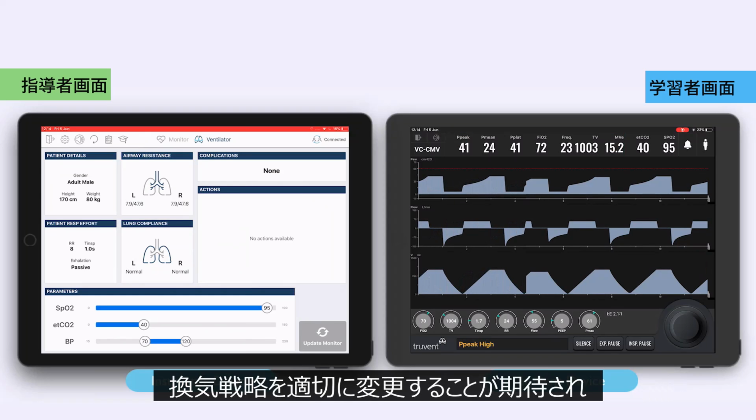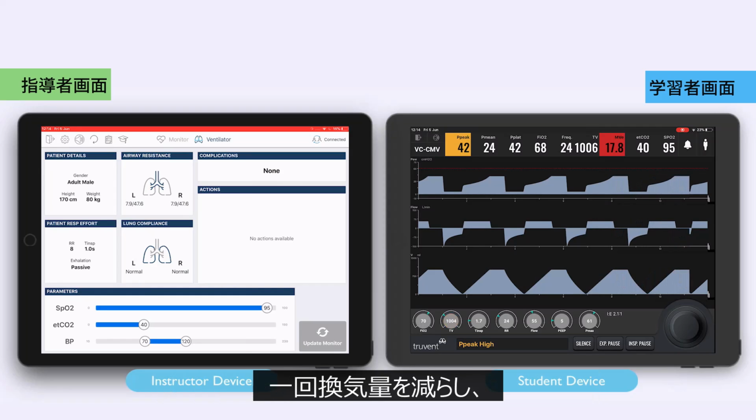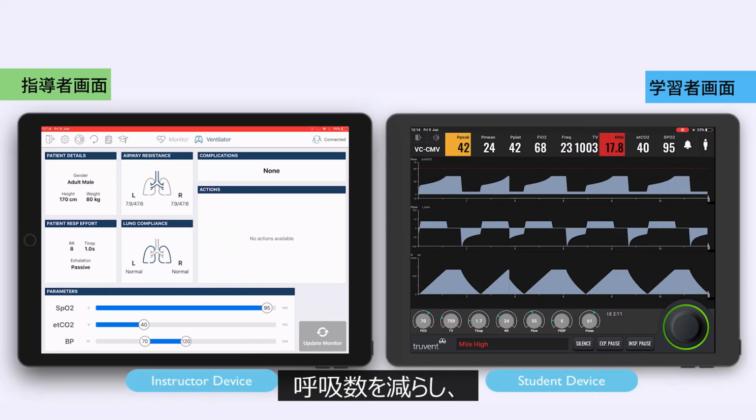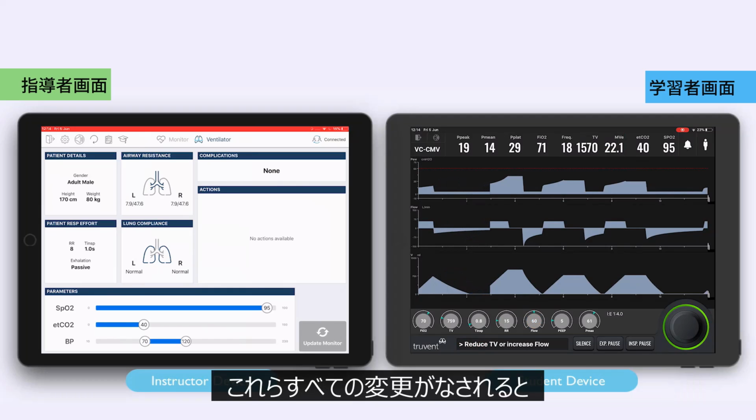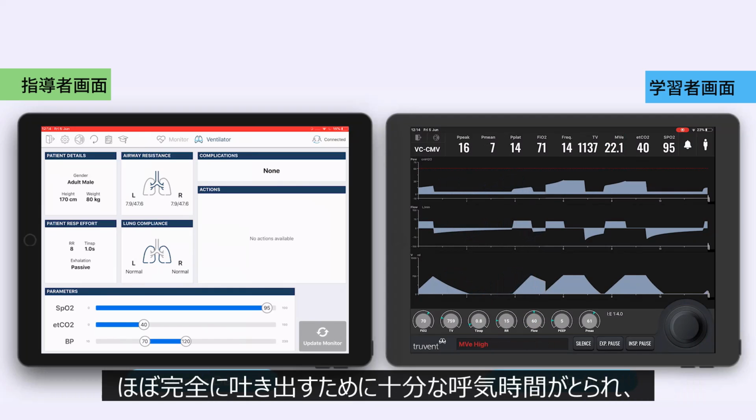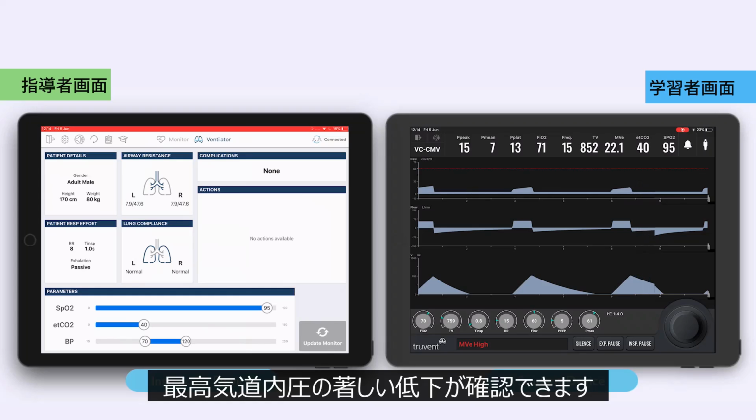Obviously, the student would be expected to make appropriate changes to their ventilation strategy by reducing the tidal volume, reducing the respiratory rate, and reducing the proportion of time spent in inspiration. This gives sufficient time when all of these strategies are deployed to allow almost complete exhalation of the breath and a marked reduction in the peak airway pressure.